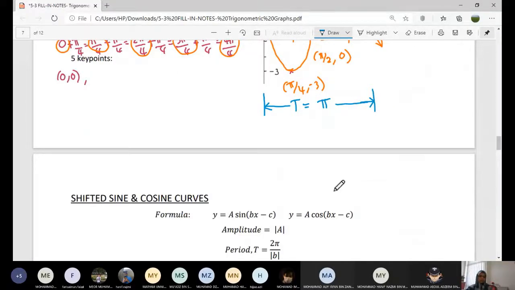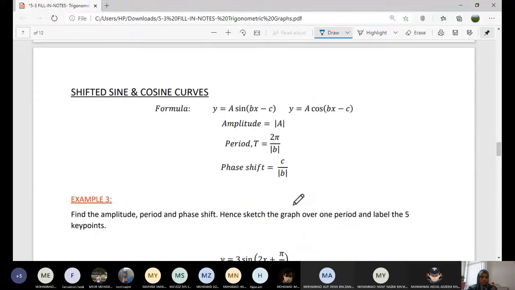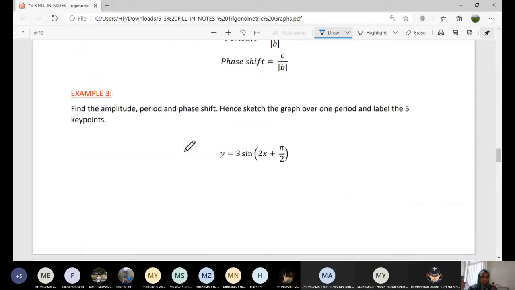Okay, next we look at the shifted cosine and sine curve. This is whenever you have the phase shift. Your formula should be in this form: y equals a sine of (bx minus c), or y equals a cos of (bx minus c), with amplitude, period, and phase shift. For the phase shift, we have the additional value of c here, c over b. It will be your phase shift.